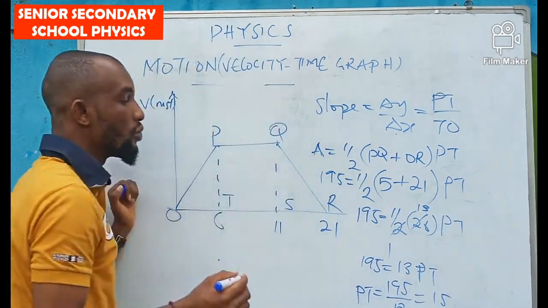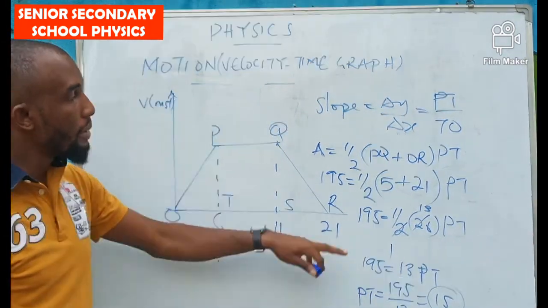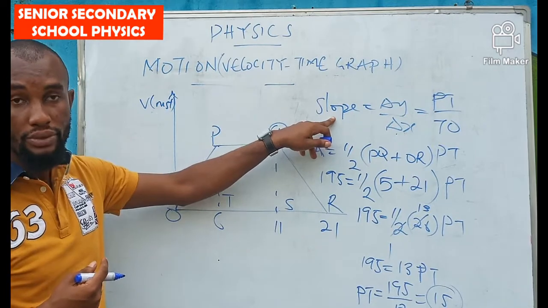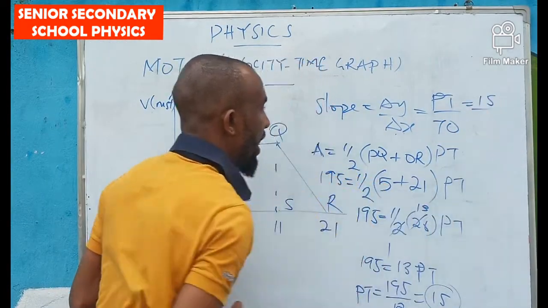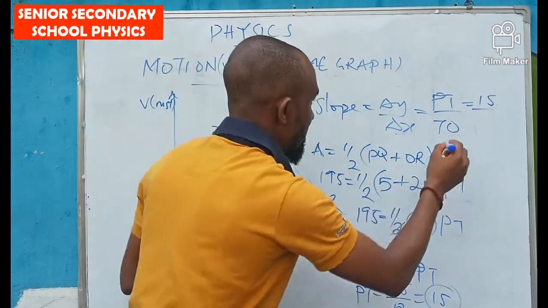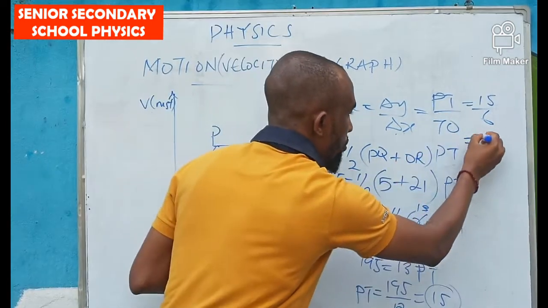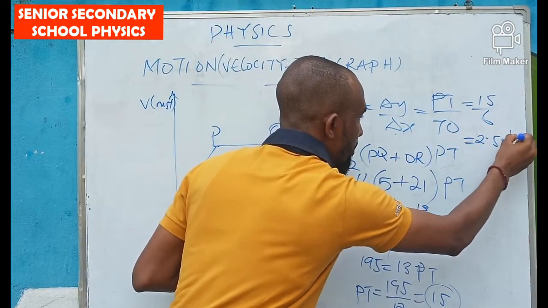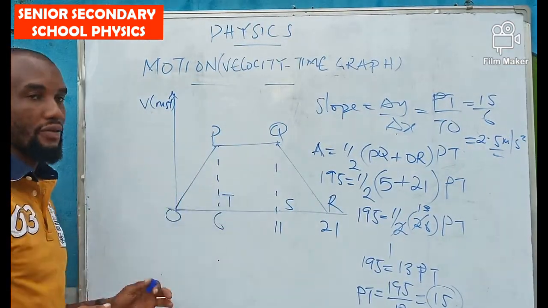So we have obtained PT to be equal to 15. Now, going back to our slope, that will give us 15 all over TO. TO is from this point to this point, which is 6. And 15 all over 6 will give us 2.5 meters per second squared. That is the acceleration from the graph.